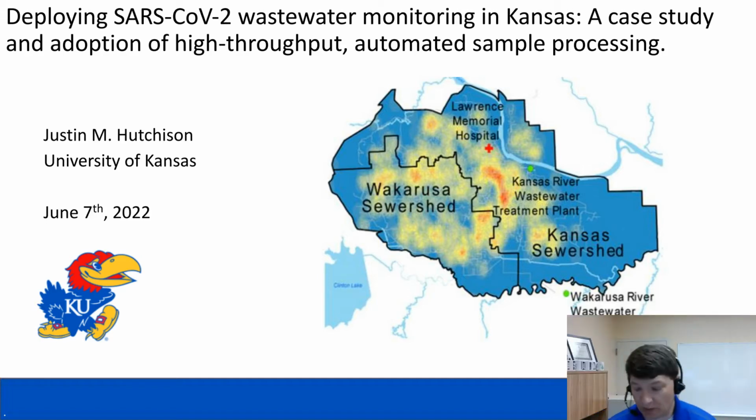Thanks, Kaylee. As Kaylee mentioned, I'm Justin Hutchison, Assistant Professor here at the University of Kansas. Today I'm giving a presentation on deploying SARS-CoV-2 wastewater monitoring in Kansas. We have three objectives that we'll highlight in a few moments through a case study, and then demonstrate the capabilities that automated high throughput sample processing has given us to do increased monitoring in Kansas. So our case study is going to be largely focused on Lawrence, Kansas.